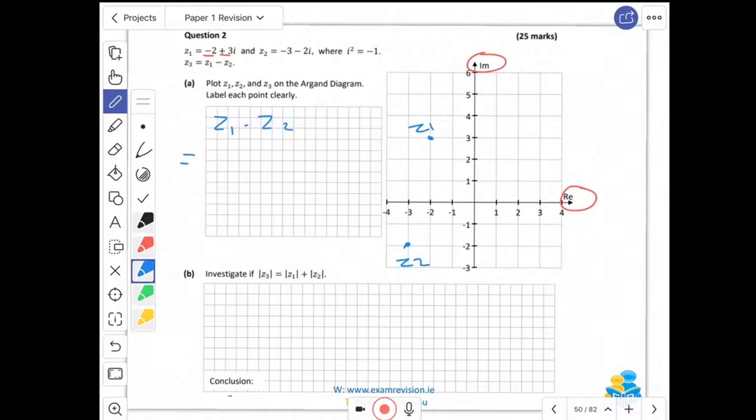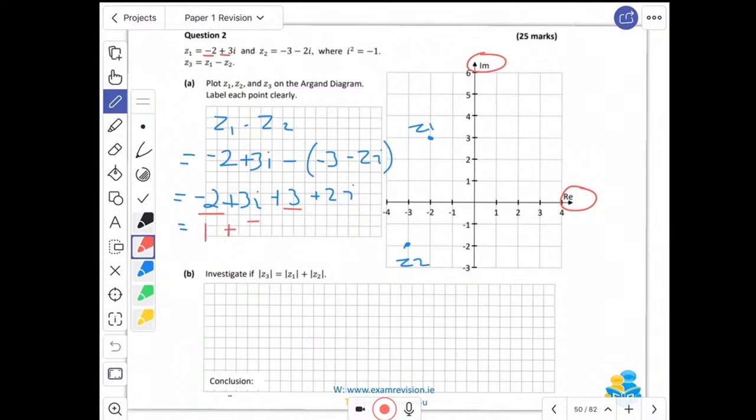Now, look, you'll never get a question like this really on the higher level paper, but it could be part of another question. So we're simply adding those together. So that's +3 plus 2i. We always add the reals and the reals and the imaginaries and the imaginaries. So we're going to get 1 plus 5i. If I go and graph that, that's going to be 1 across and 5 up. So that's going to be Z3. Okay, so that's your Argand diagram.